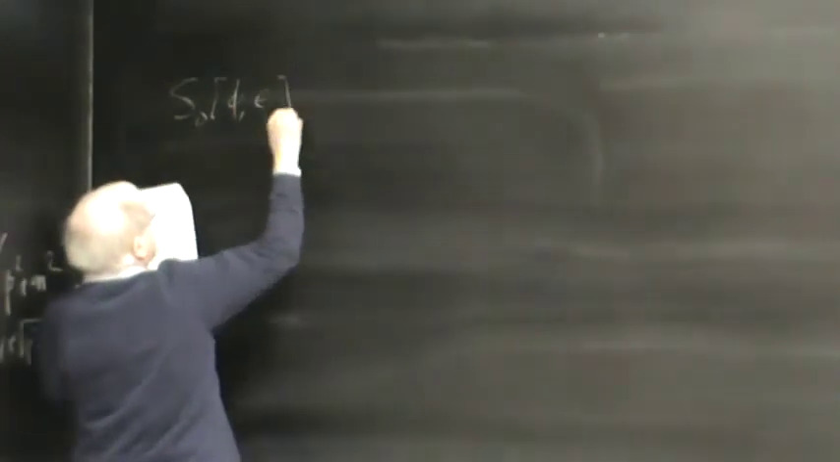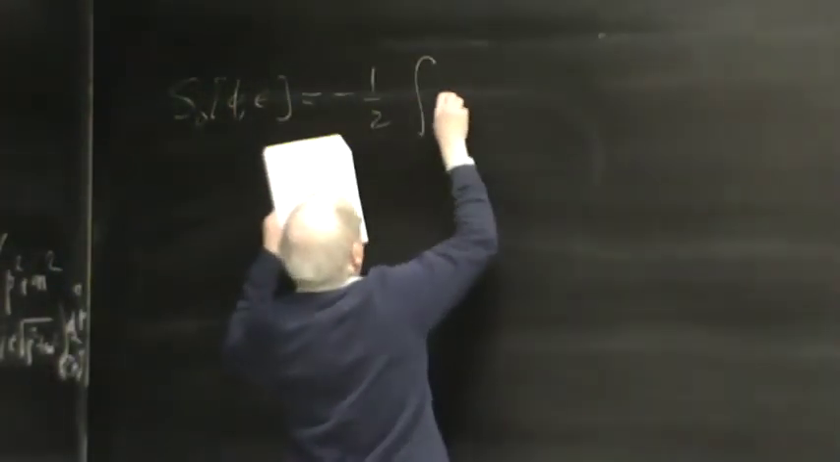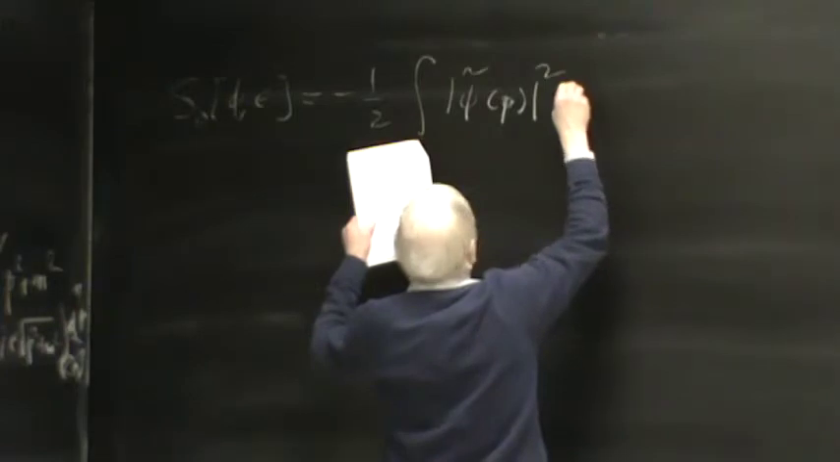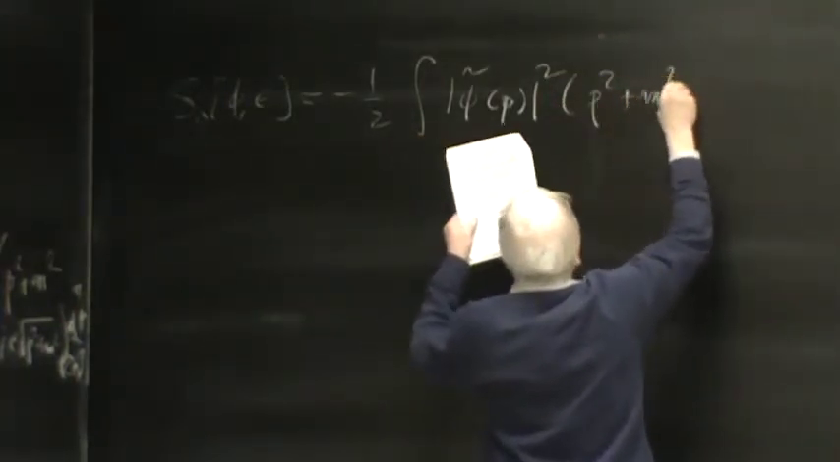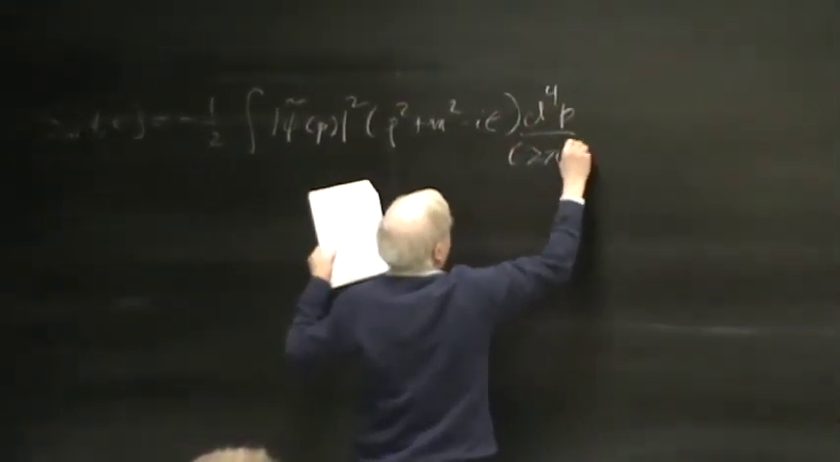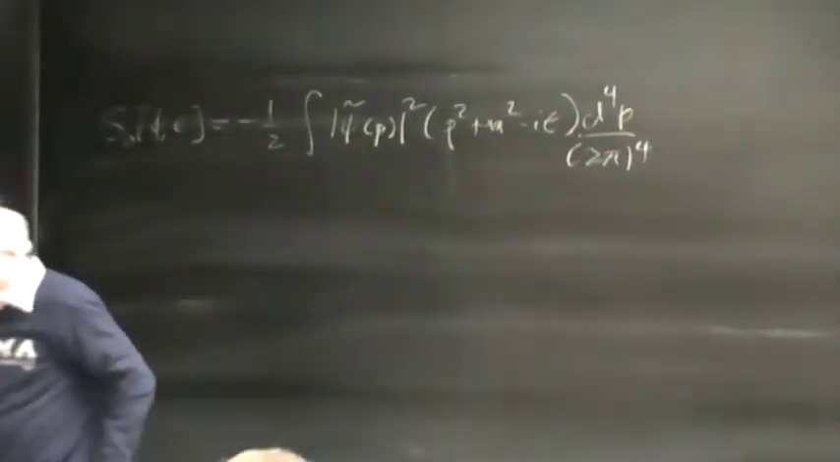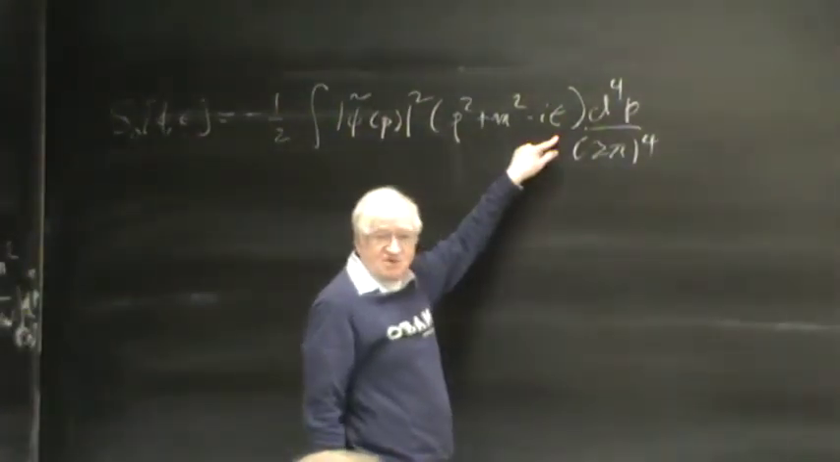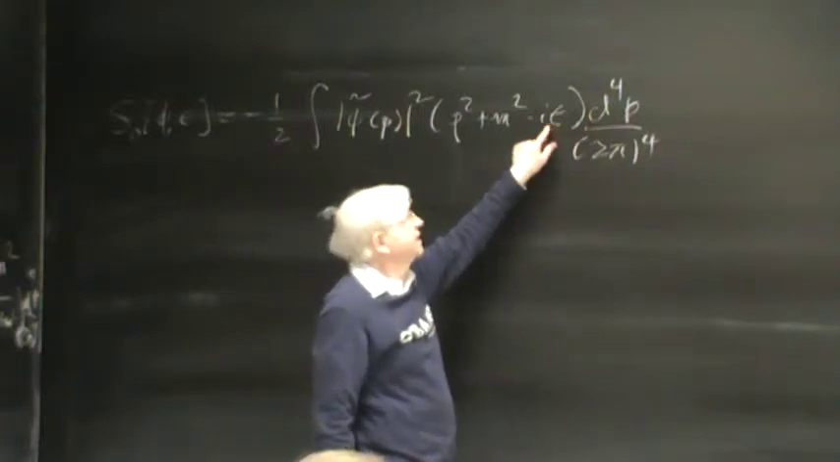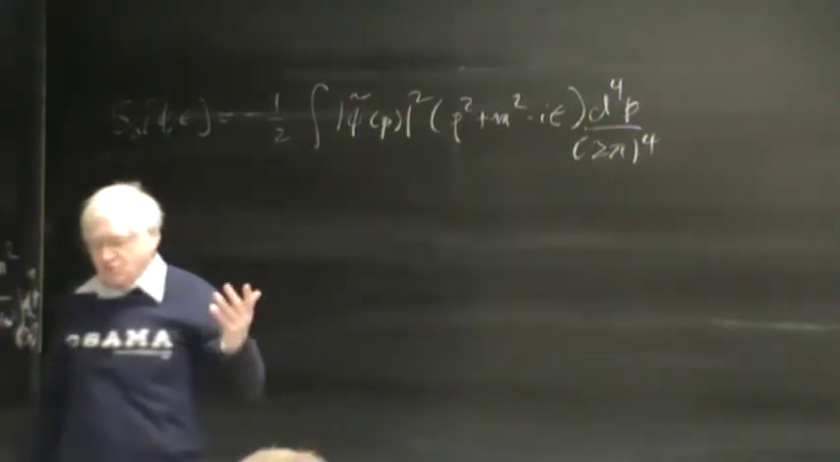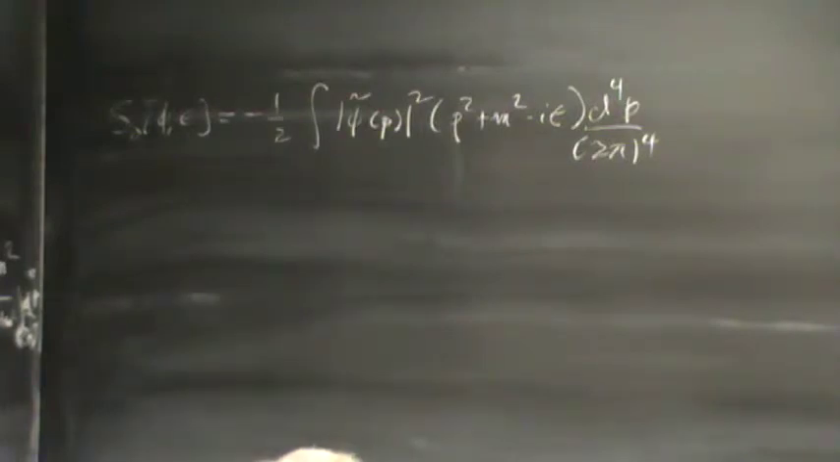S0 of phi and epsilon then is minus a half integral phi tilde of p squared, p squared plus n squared minus I epsilon d fourth p over 2 pi to the 4. All right, so you notice what happened is this thing, which of course will turn out to be the denominator of the Feynman propagator, it acquires the I epsilon. And this is the correct sign for Weinberg's metric, or Schwarz's metric. It's p flips and so forth, and might be a different sign.